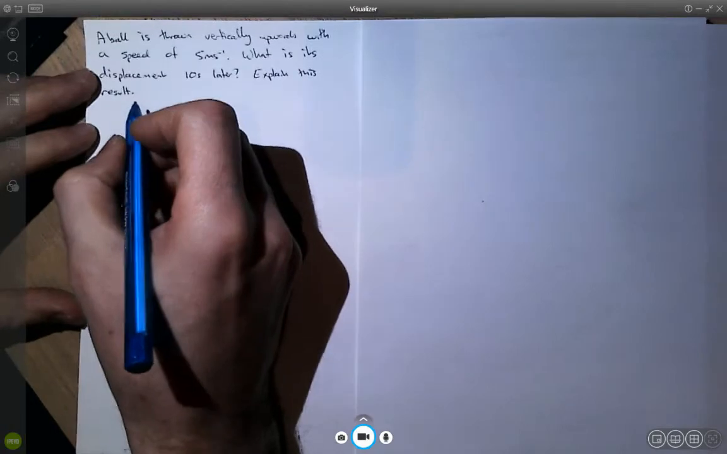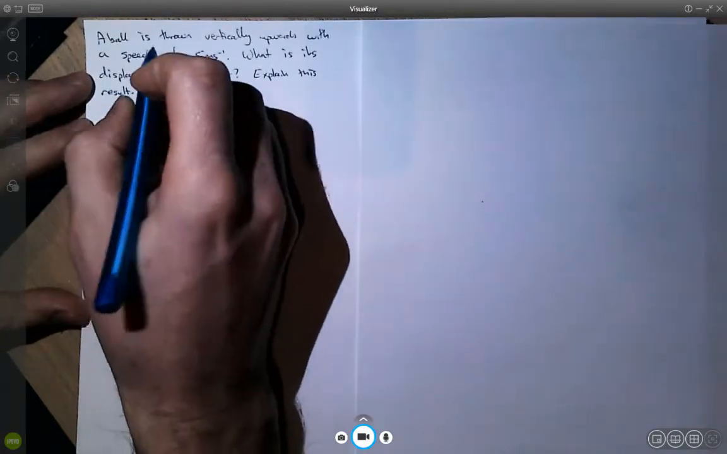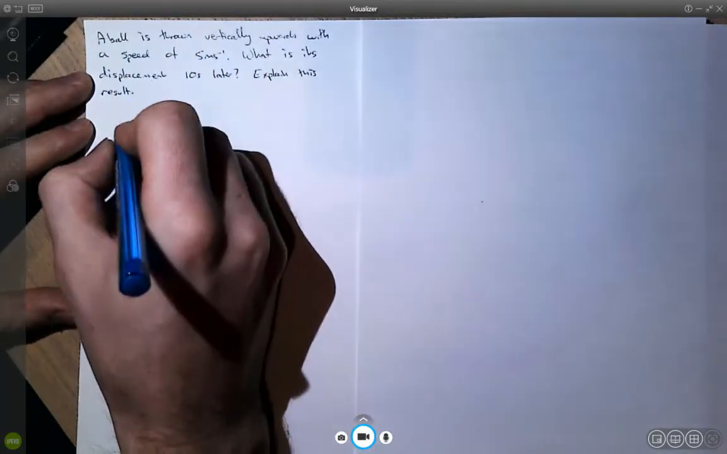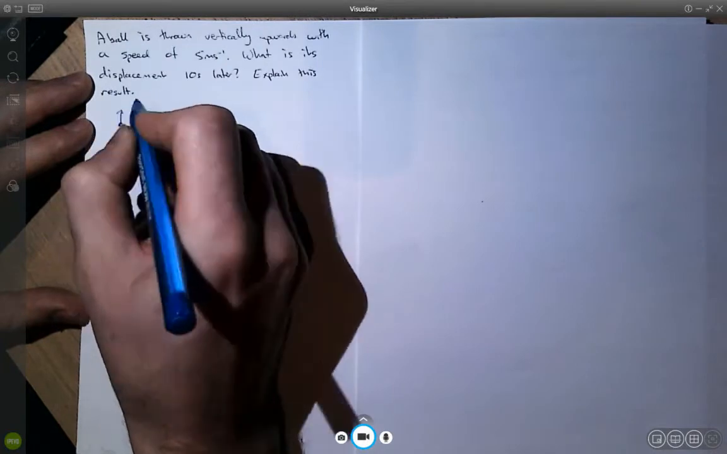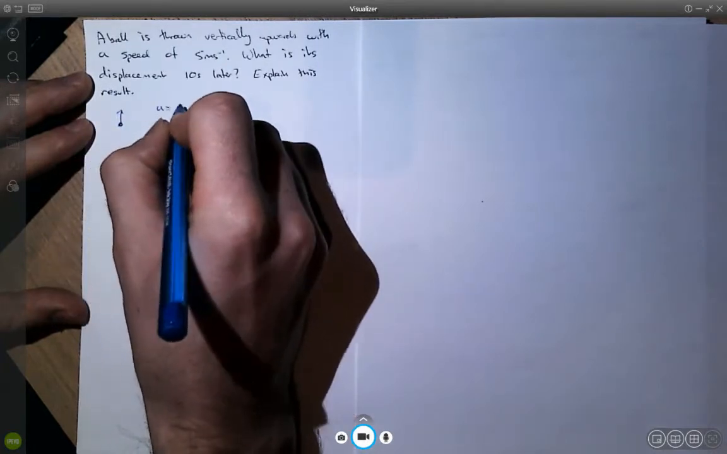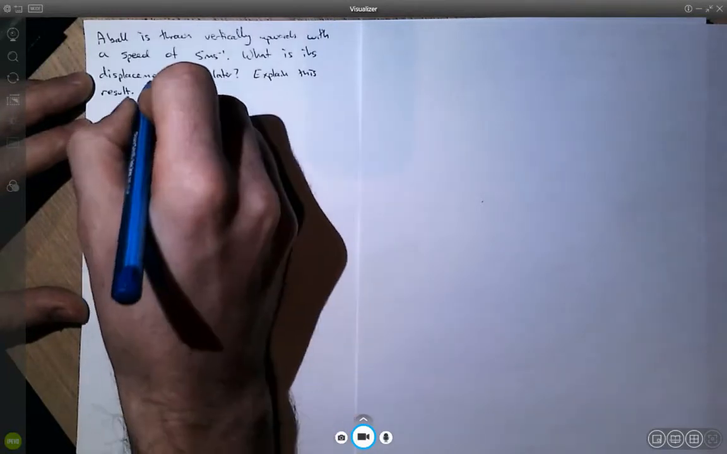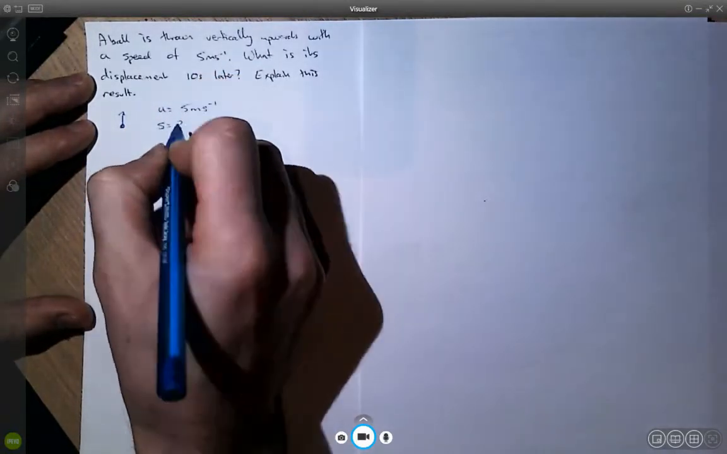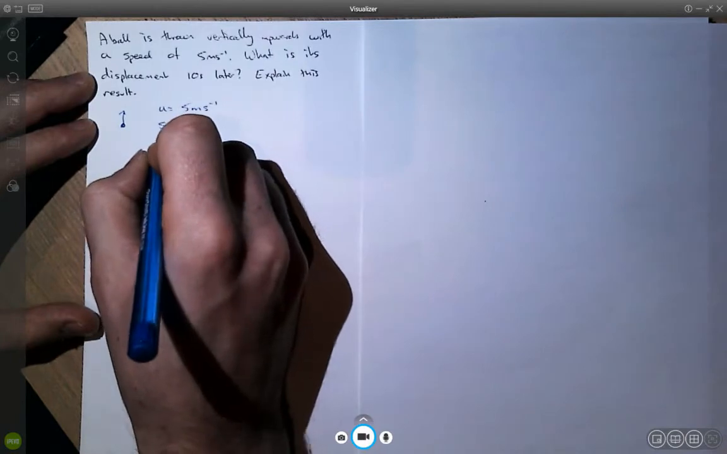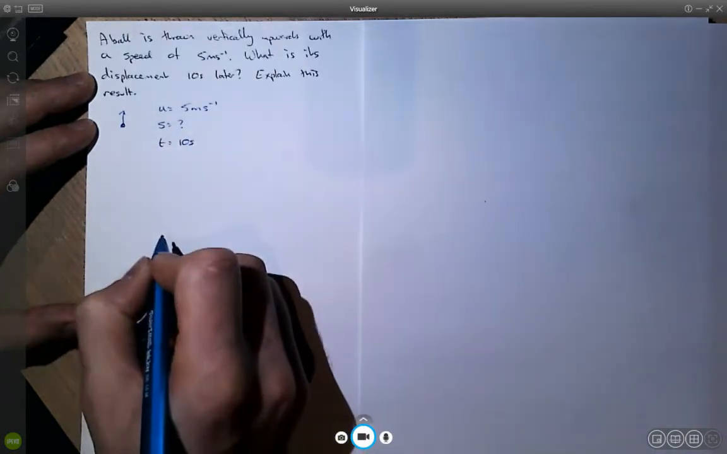So as usual, let's list our variables. A ball is thrown vertically upwards with a speed of 5 meters per second. So our U is 5 meters per second. We're being asked for its displacement, and we're told the time is 10 seconds.